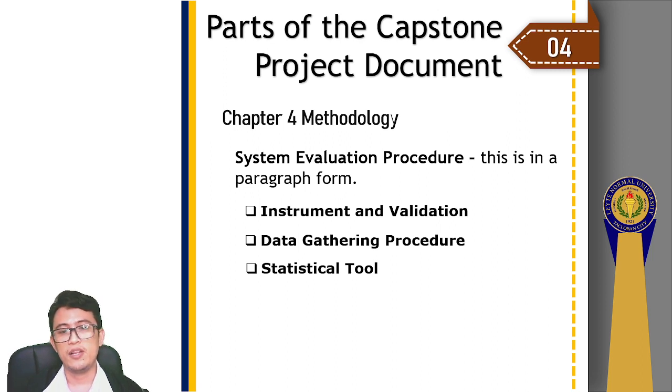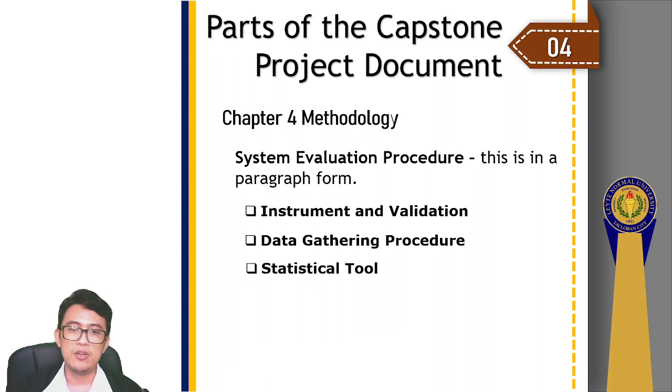Then we have the systems evaluation procedure. This is in paragraph format. The first things that you are going to write in paragraph format are the following. We have the instrument and validation. When we say instrument, these are the questionnaires that you ask of your client about the system's functionality, security, and so on. It depends upon the ISO process that you adopted in your objectives, right?